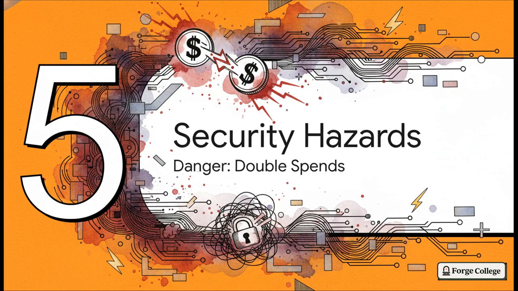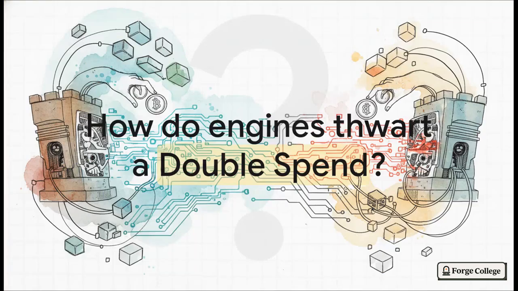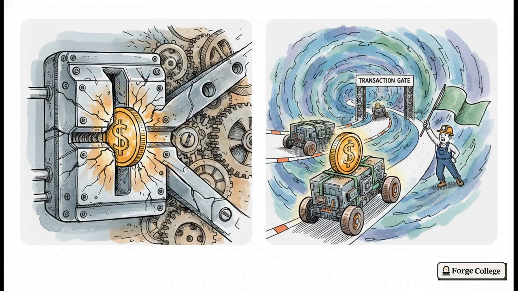Moving on to Section 5, Security Hazards. Danger, double spends, and malleability. Time for a quick workplace safety briefing. How do these structural choices actually expose us to different security vulnerabilities? Specifically, if a hacker tries to spend the exact same money twice, how does the underlying code of each engine react to the attack? Well, here's how they stack up.